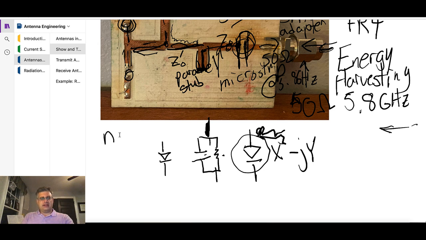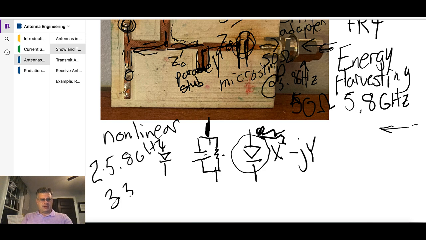But of course, this is a highly nonlinear circuit, and we know one thing about nonlinear circuits is that they do not keep the frequency the same throughout. So if I send a 5.8 gigahertz waveform into here, I'm going to possibly get some harmonics there. 2 times 5.8, 3 times 5.8, 4 times 5.8, and etc. One of the neat things about energy harvesting circuits is that you can reflect some of these higher order harmonics back into the diode to get it to behave more efficiently.